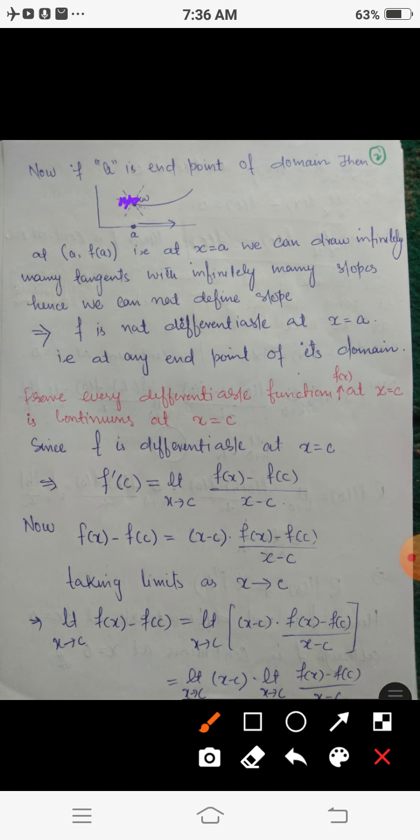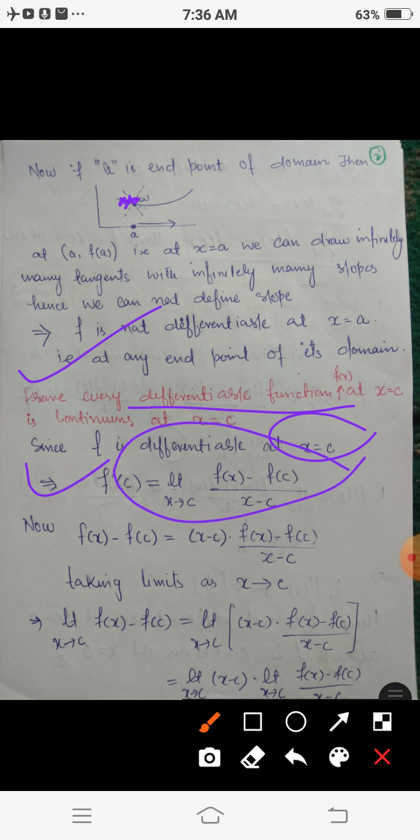Now we have to prove that every differentiable function is continuous at the given point where the derivative exists. If f is differentiable at c, this means that f dash of c is limit x tends to c of f of x minus f of c upon x minus c. Now we have to prove that this function is continuous, meaning limit x tends to c of f of x is f of c. Now f of x minus f of c is simply x minus c upon x minus c into f of x minus f of c, because by cancelling x minus c in the numerator and denominator, we simply get f of x minus f of c.